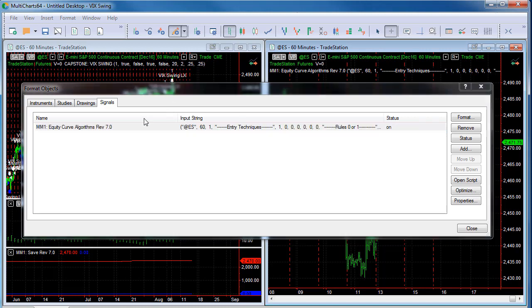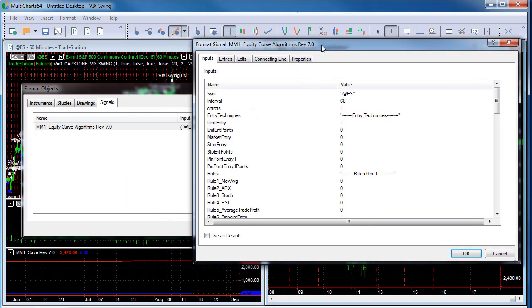The signal we are using is MM1 equity curve algorithm Rev 7.0 to match the indicator on the left. It says MM1, and you want this one to be MM1 as well. And then here is the signal. We're going to go over the settings for the signal. At ES, it needs to be the symbol for the chart on the left side. The interval is 60 minutes. It needs to be for the interval for the symbol on the left side.